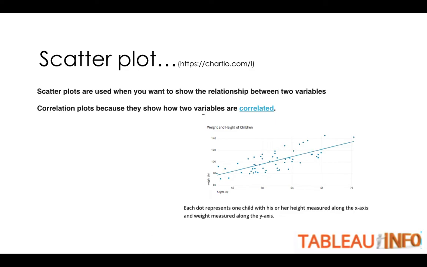Here is an example as well. Each dot represents one child. So here you are trying to correlate the height and weight of children so that you can derive a relationship, how height and weight are related in the form of y is equal to mx plus c.